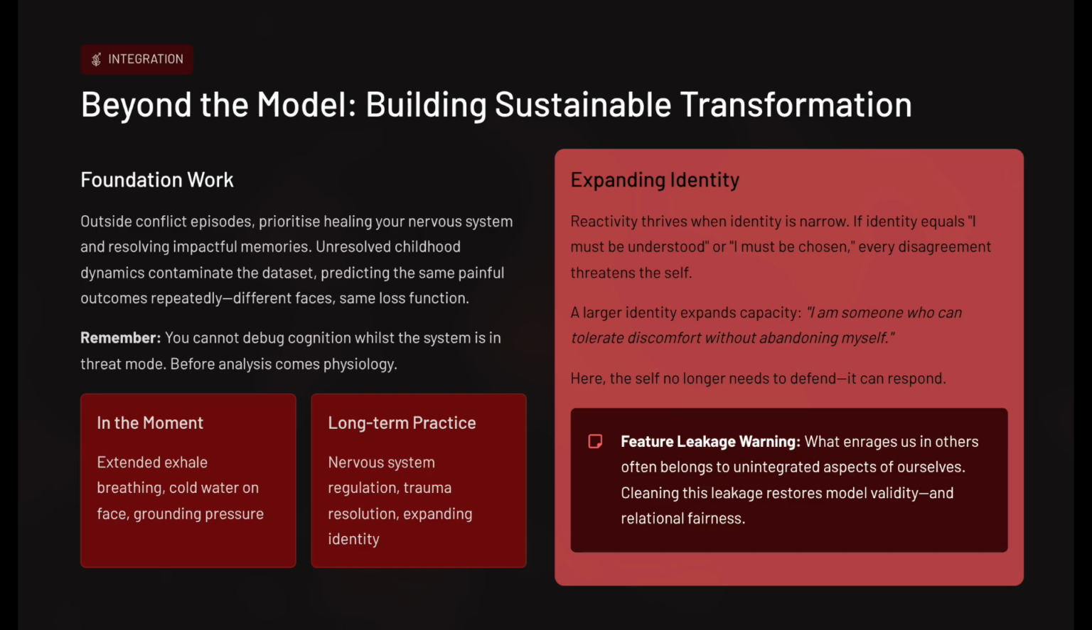In machine learning, that would resolve or reduce the effects we try to counteract in data preparation. The risk of disregarding such an important step points to projection, which in ML terms would look like feature leakage, when internal variables contaminate external labels. What enrages us in others often belongs to unintegrated aspects of ourselves. Cleaning this leakage restores model validity and relational fairness.